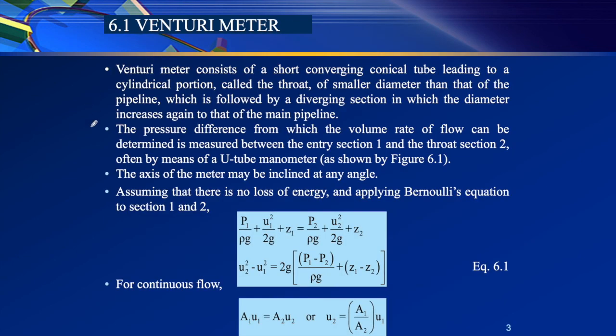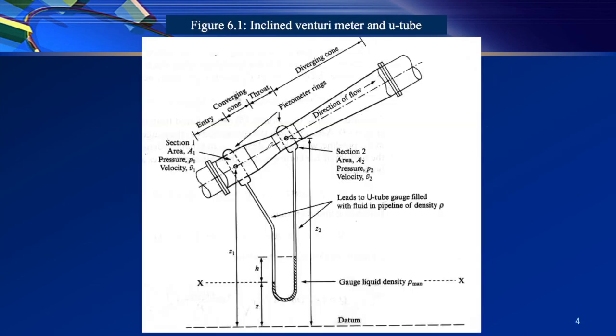Now, the pressure difference from which the volume rate of flow can be determined is measured between the entry section 1 and throat section 2, often by means of U-tube manometers. But before that, as you can see here, there is some inclination for this venturi meter. Actually, you may arrange this venturi meter horizontally, okay? It is up to you. Maybe you want to draw it, or arrange it in your pipe with an inclination. So it depends on you.